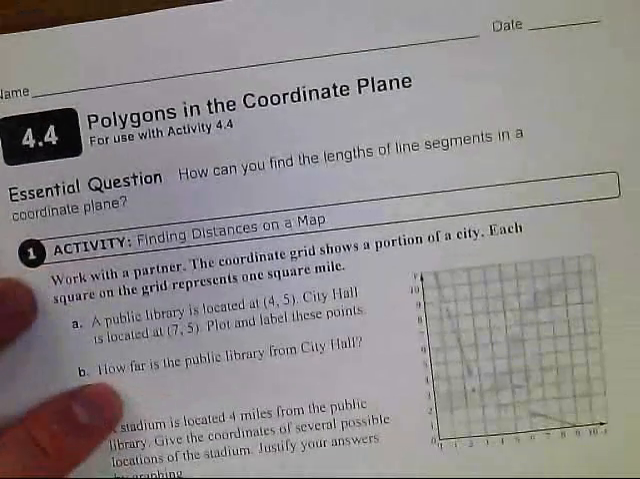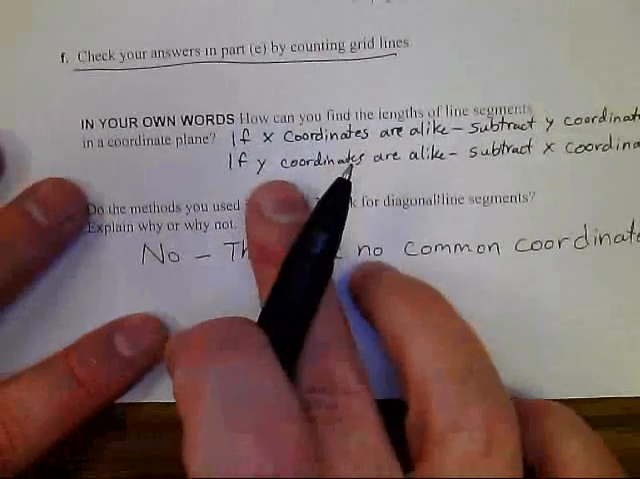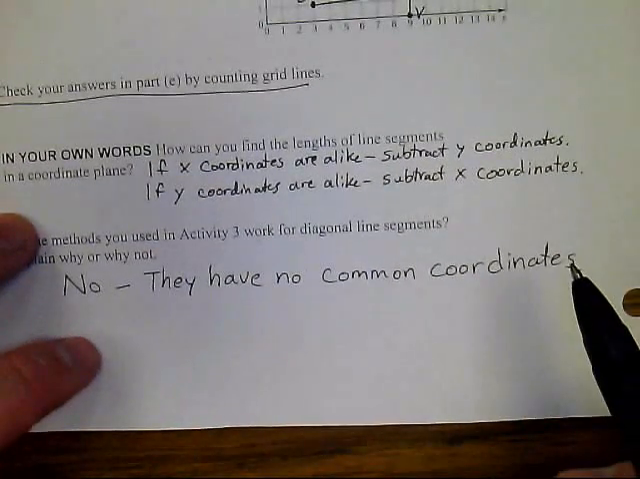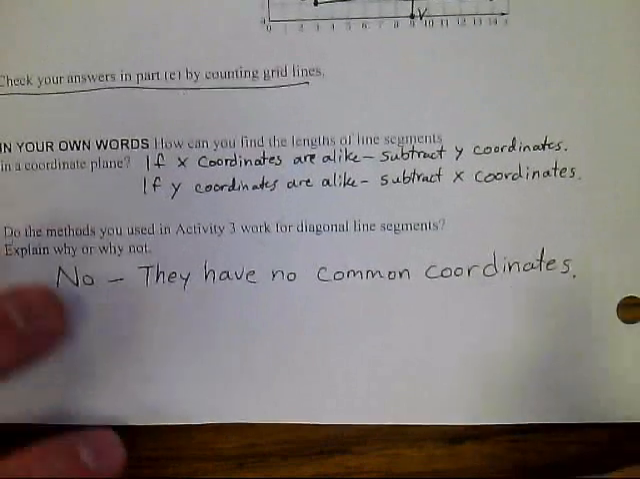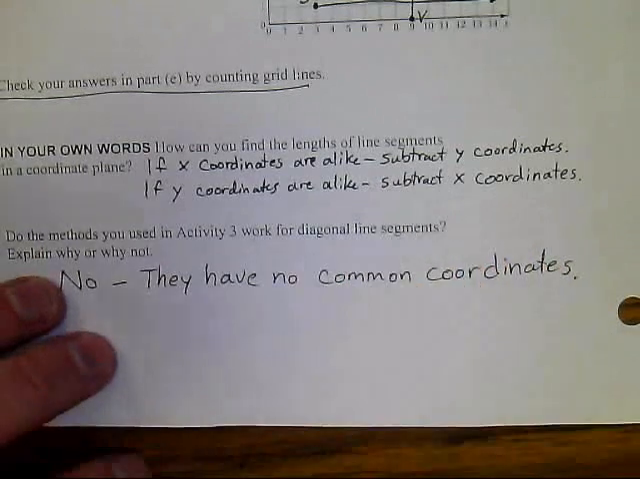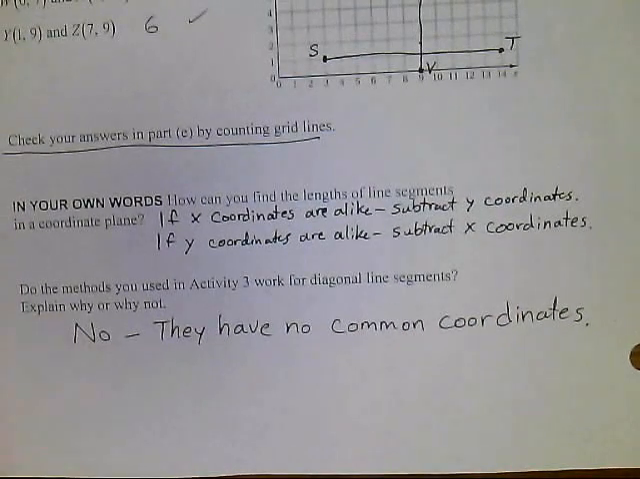So if we go back to our essential question here, which is, how can you find the lengths of line segments in a coordinate plane? We answered that here, okay? If your x coordinates are alike, you'd subtract your y coordinates. And if your y coordinates are alike, you subtract your x coordinates. So I do feel like we understand that from doing this example. I hope that by you going back and redoing it, you will fully understand this and be ready for the next phase of our lessons. Thank you.